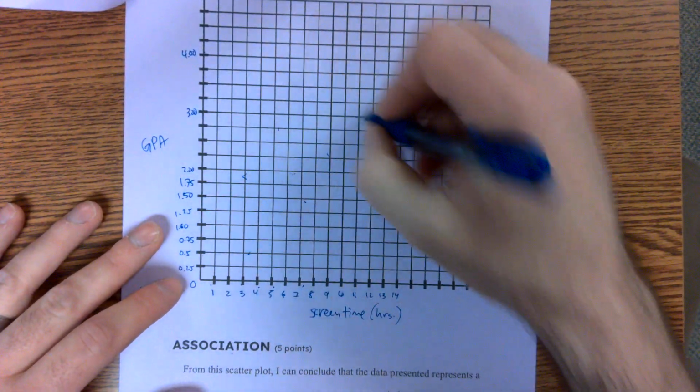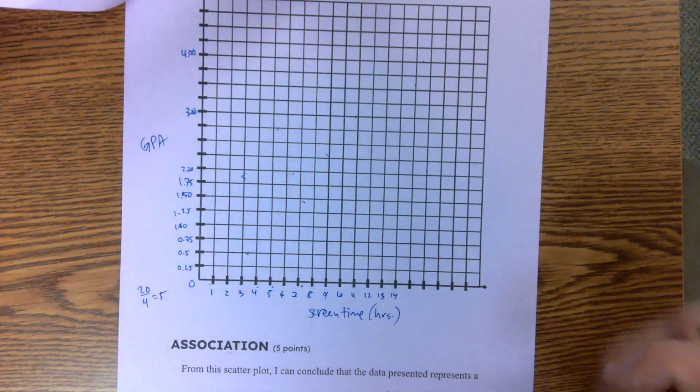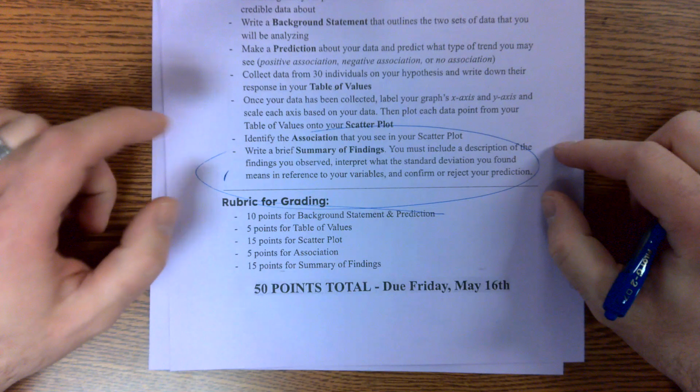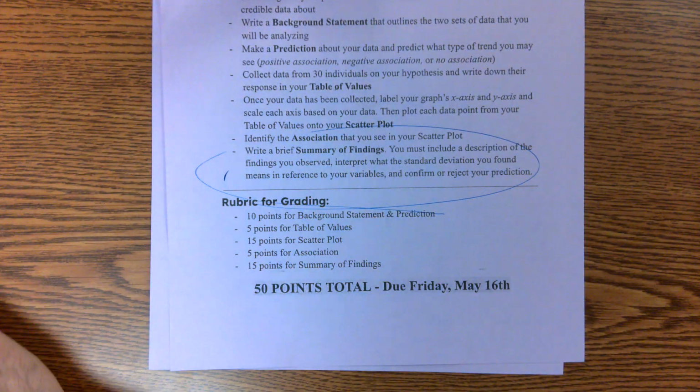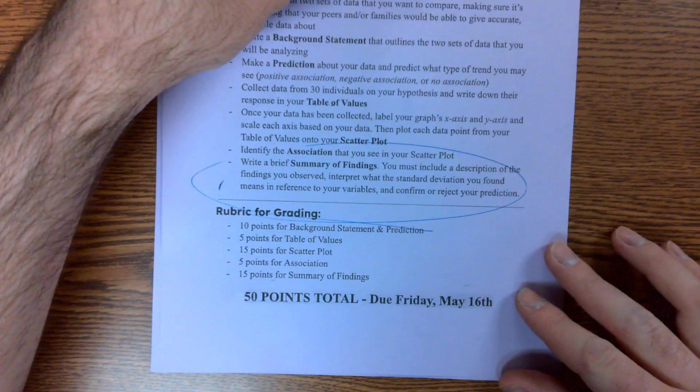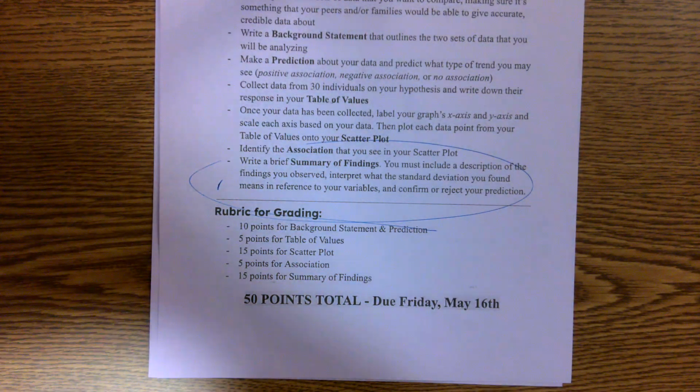You do all your little dots wherever they are. Figure out the association. And if you don't know what to write for your summary, just go back to the front. Right here tells you exactly what you need to be including in your summary. So if you're on top of it, you should be able to get this whole thing done today, ready to turn in by Friday. And then Thursday we can just do a nice fun activity to close out the week.